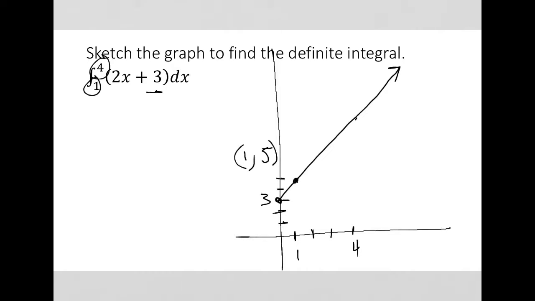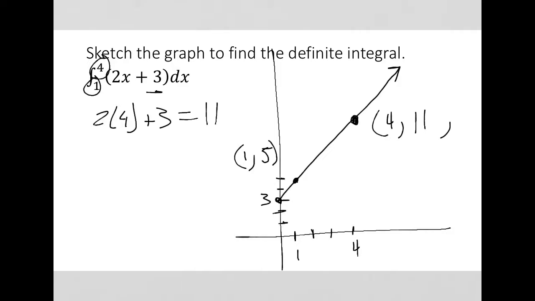So we want to know what is this point right there, 4 comma something. What's that y value? Well, plug it into your equation. 2 times 4 plus 3. 2 times 4 is 8, plus 3 is 11. And so we know that's the point 4 comma 11 right there.